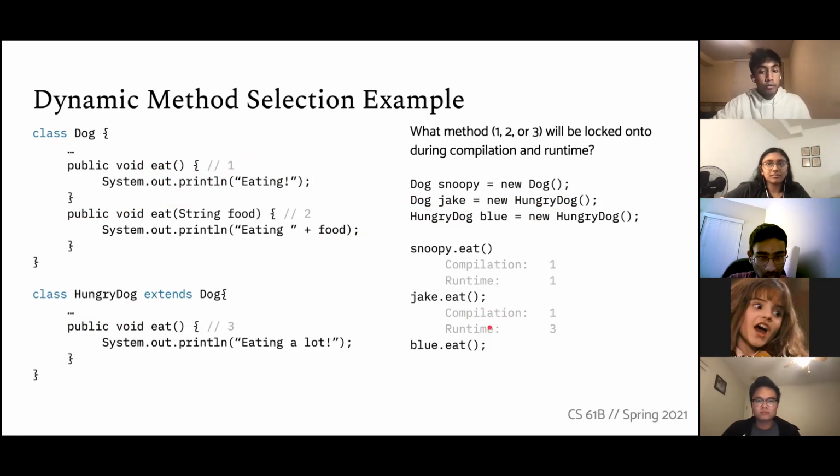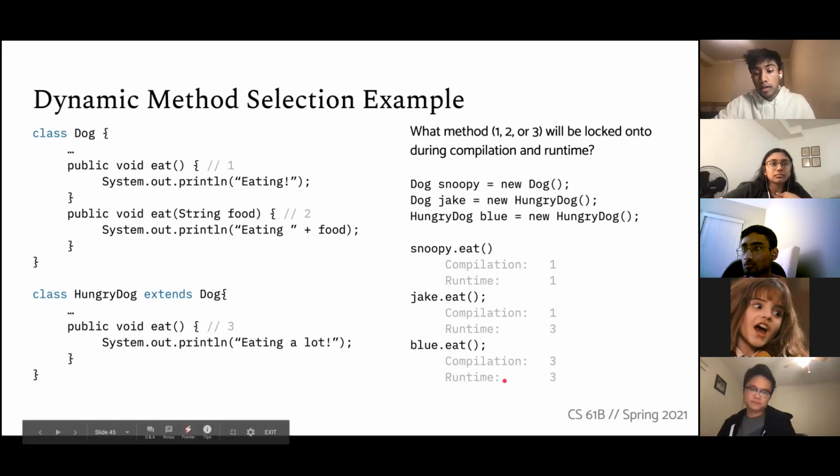So we put runtime as 3. Okay, what about blue.e? And what about during runtime? Okay, perfect. So you guys got it. We look at hungry dog and we lock onto this method here. And really similar to what we did in snoopy.e, since they're the same class, we're gonna be using the same method in compile time and runtime.